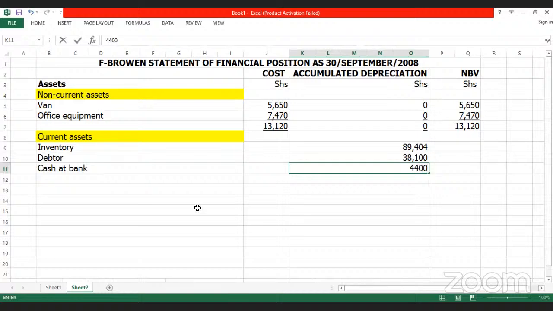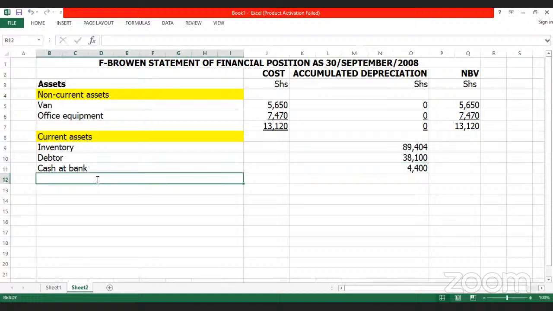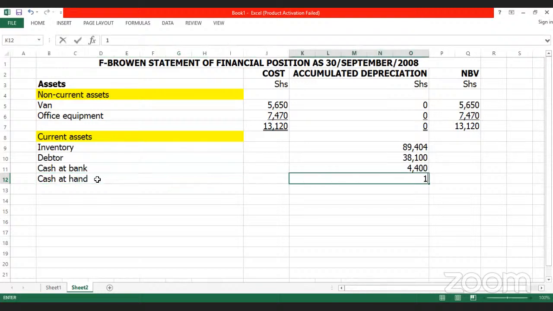That's our cash at the bank. Then cash in hand: 112. That is your cash in hand.